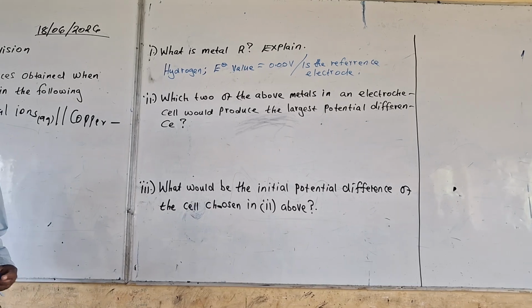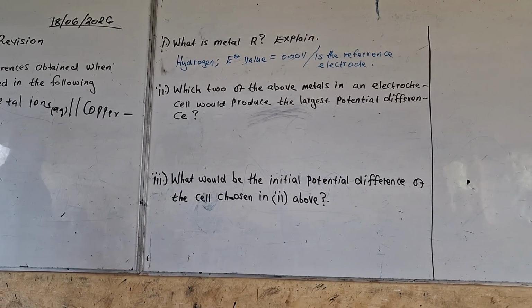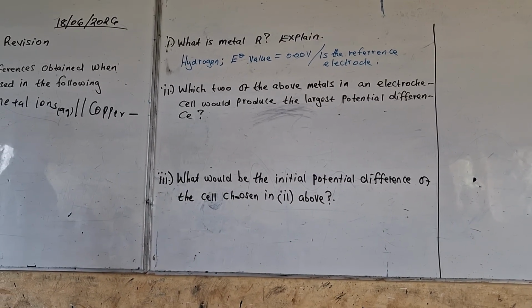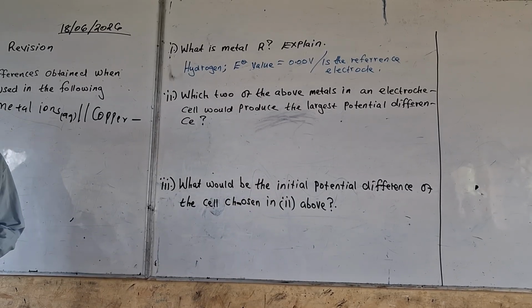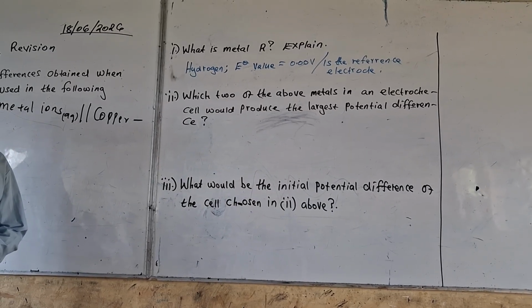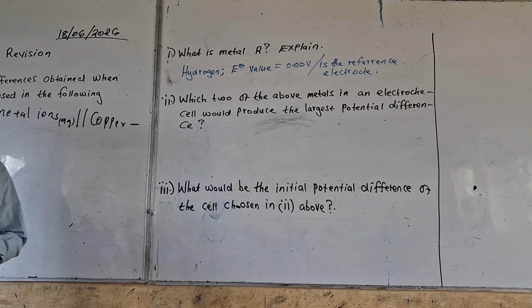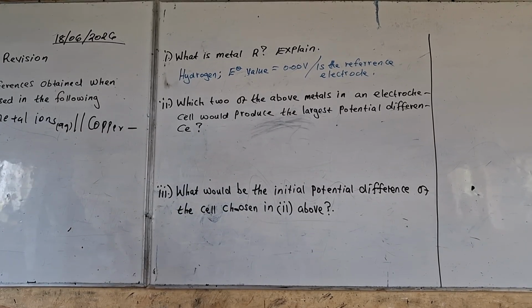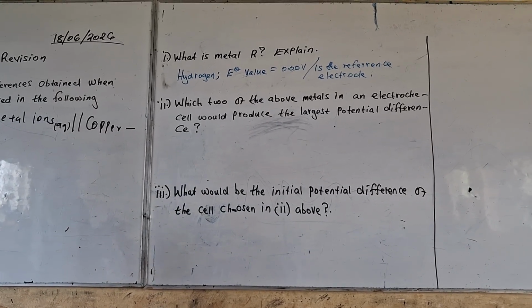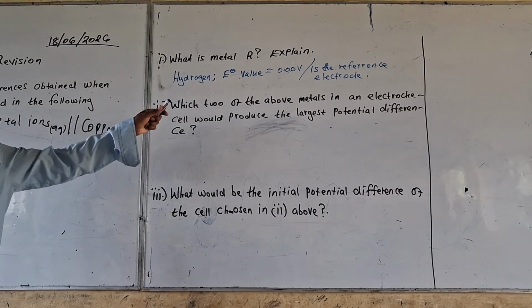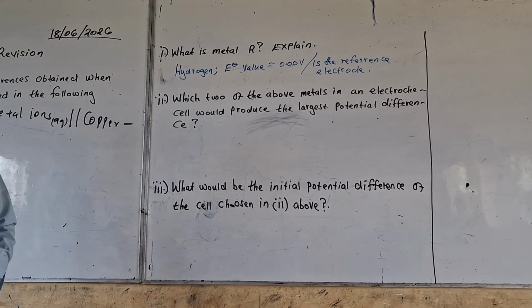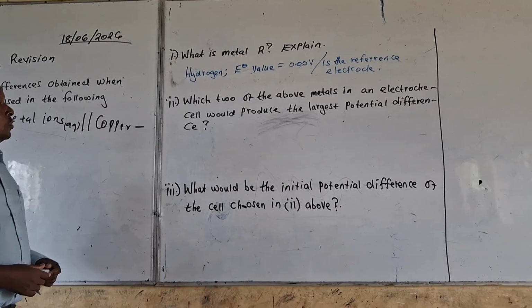So metal R is which metal? Hydrogen. Why do you say it is hydrogen? Because the standard value of hydrogen is 0.00 volts. Or you can say it is the reference electrode. Why do you say it is the reference electrode? Because the electrode potentials of other metals are measured in reference to hydrogen, which is 0.00. Are we together? We move to Roman 2.